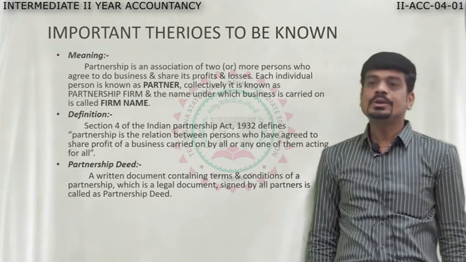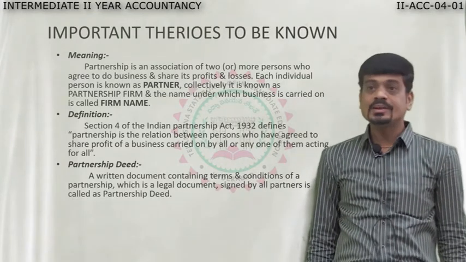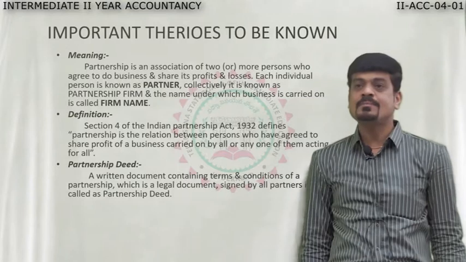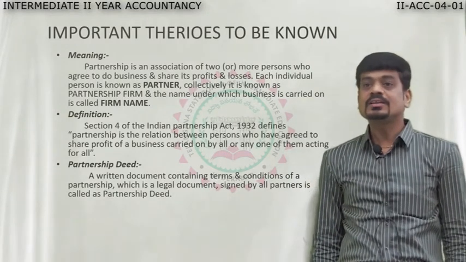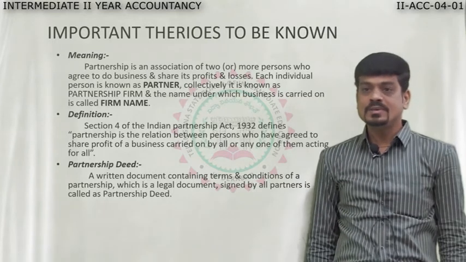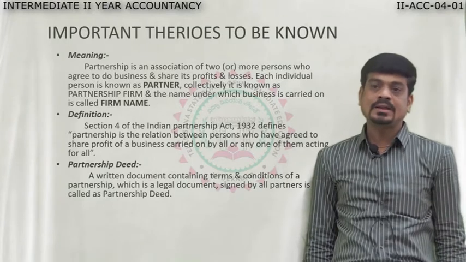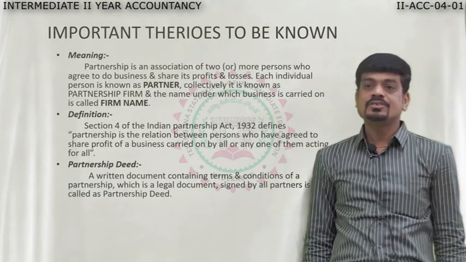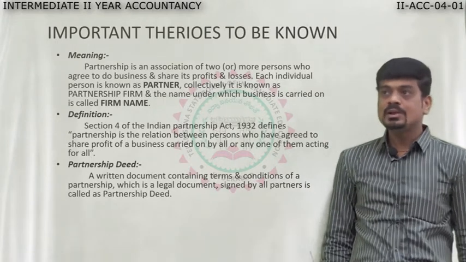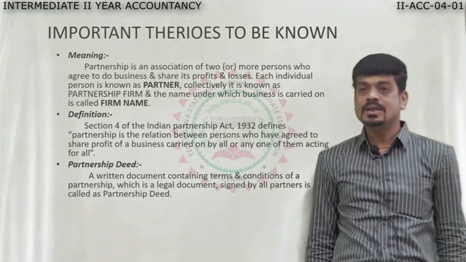That is, when two or more individuals come together, pool their resources called capital and managerial ability, and form a business, that is called a partnership business. Each individual we call a partner, and collectively we call it a partnership firm, and the name under which the business is carried on is called the firm name.